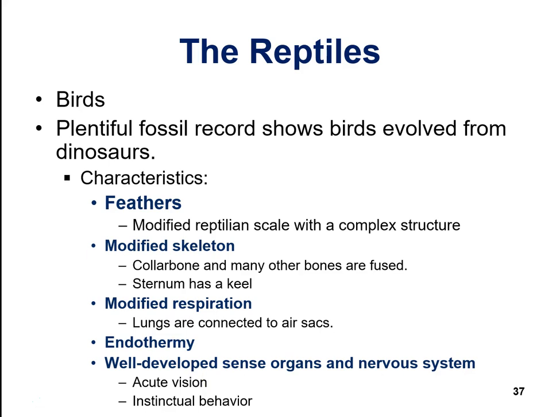So one thing that's unique between birds and the other reptiles is that they're endothermic, meaning they're warm-blooded. They have the ability to regulate their internal body temperature. They have well-developed sense organs in the nervous system: acute vision, instinctual behavior like songs, where they can pretty much automatically recognize the song that's particular to their species.